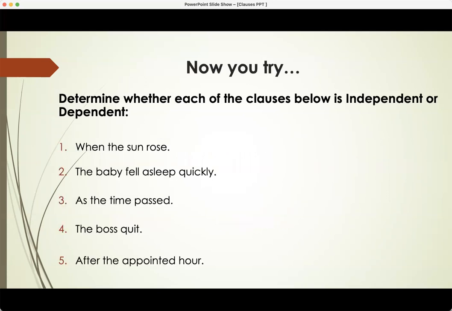Now let's give this a try. You go ahead and take a look at the clauses given and determine whether each one is a dependent or an independent. Go ahead, pause the video if you need to, and take a few moments to do this, and then come back and take a look at the answers with me.